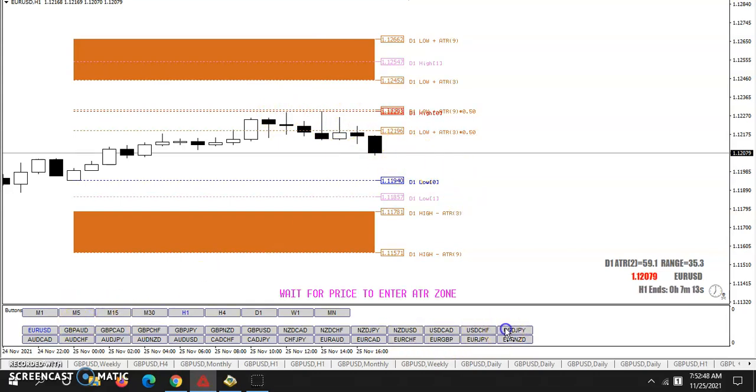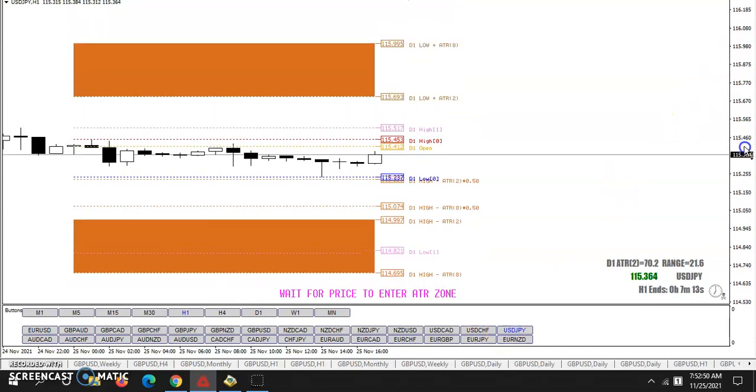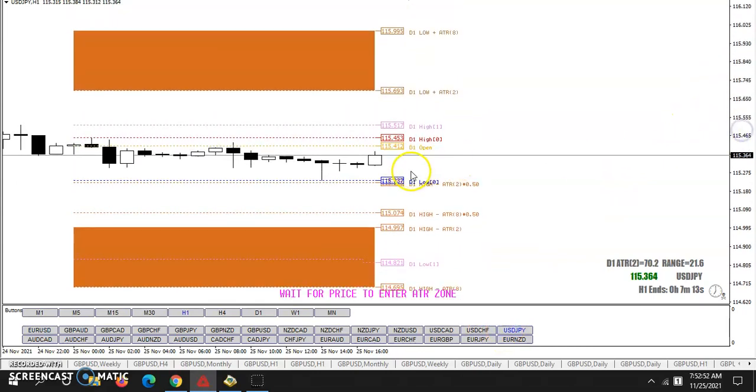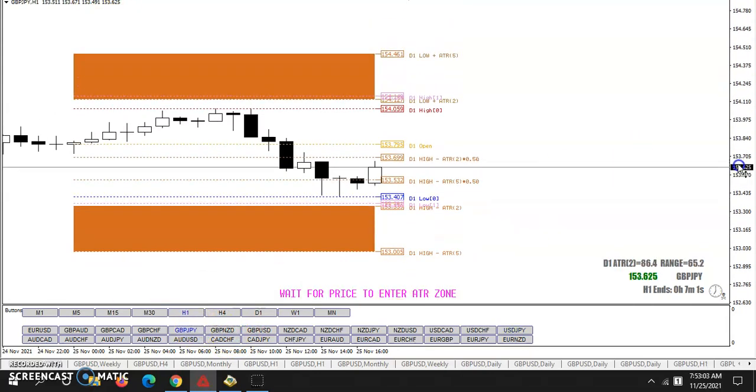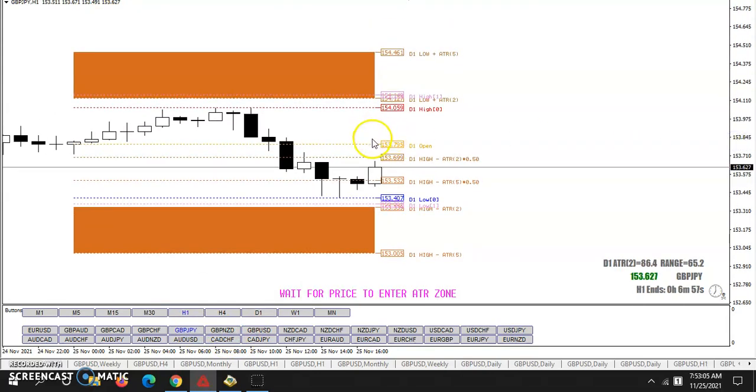Let's take a look at dollar yen. Below the open, not much of a range. Let's try the beast here, the pound yen. You can see we're within that 50% level.